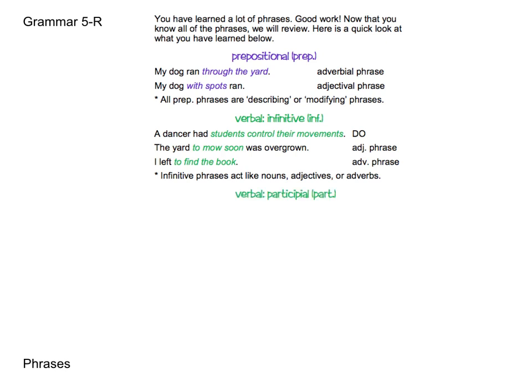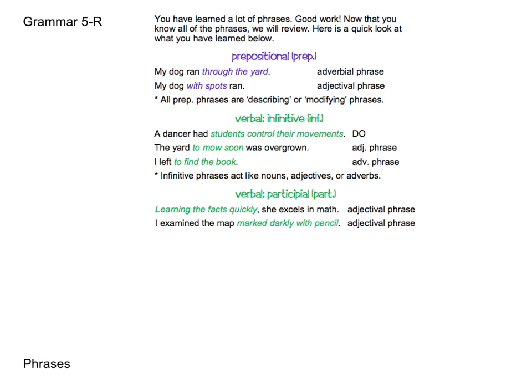Now our next verbal is participial phrases, and so here we have our example, learning the facts quickly, she excels in math. Our present participial phrase is modifying she, making it adjectival. And then I examined the map, marked darkly with pencil. Marked darkly with pencil is our past participial phrase modifying a noun, map, which means it's also adjectival. Notice that these are always describing phrases and they're always describing a noun or pronoun.